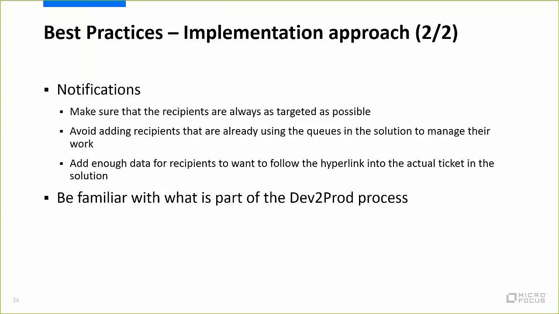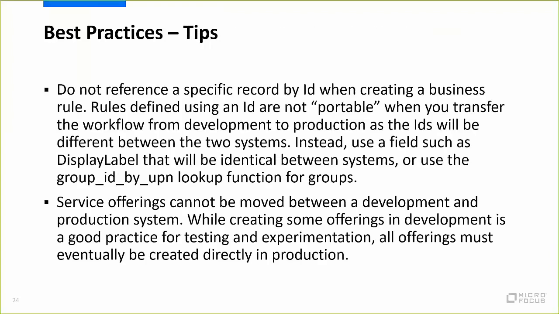And I think one more slide. We have just a few tips and examples, and I think I just have 2 in there. Try to stay away from hard coding where you use IDs, like in a business rule. IDs are not portable, so when you transfer a workflow from development to production, these IDs can be different. So as much as possible, reference a record by display label or by a lookup function like the group ID by UPN for the groups.